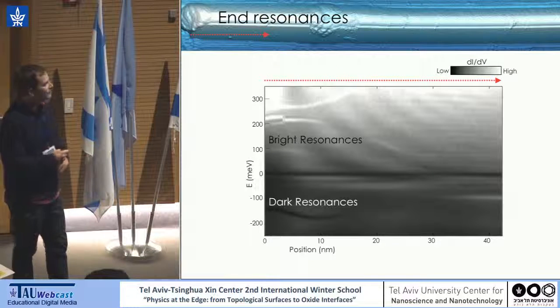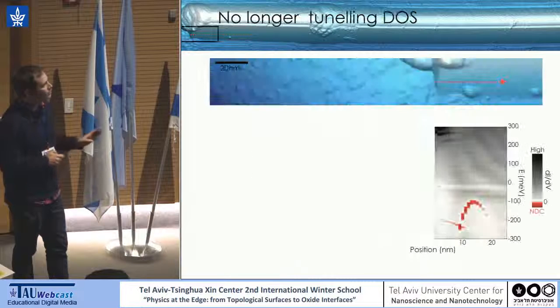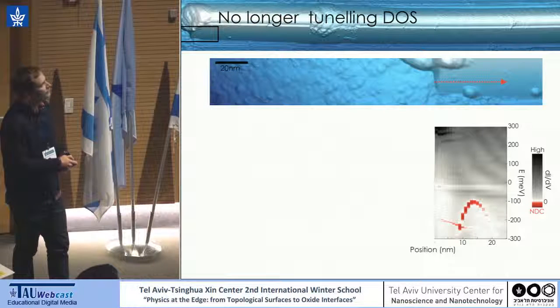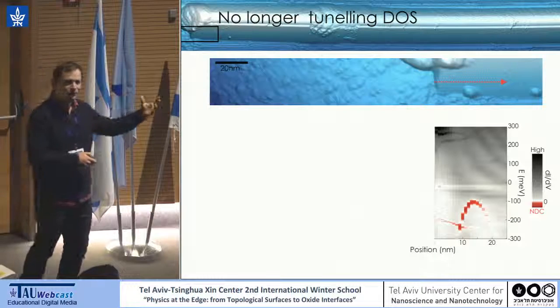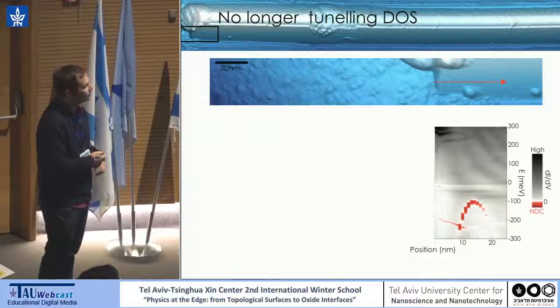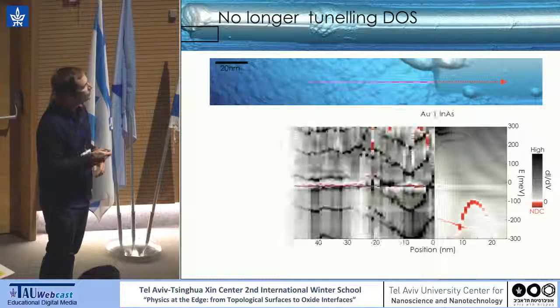So now I come to these resonances, bright and dark resonances. I have very limited time to speak about them. We actually know where they come from. In order to see this, we took a line spectrum not till the end of the indium arsenide part, but also into the gold ball at the end of it, which catalyzes its growth. And this is what we find.